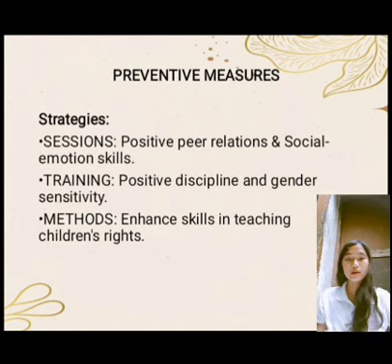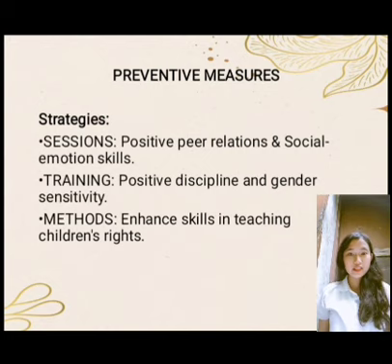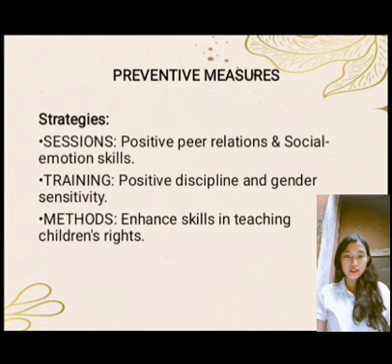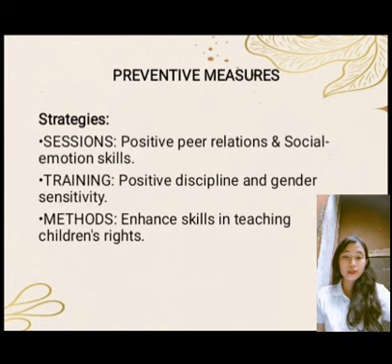So now, let's talk about the preventive measures that the Child Protection Committee might employ in order for them to successfully implement the policy. We have here 3 strategies. First, the sessions, wherein these sessions are composed of positive peer relations, because positive relations to one another will help them to feel a sense of safety. Another thing is the social emotional skills, because knowing how to handle their emotions will help them to avoid the potential harm that is brought by the emotions that they usually gain from their environment.